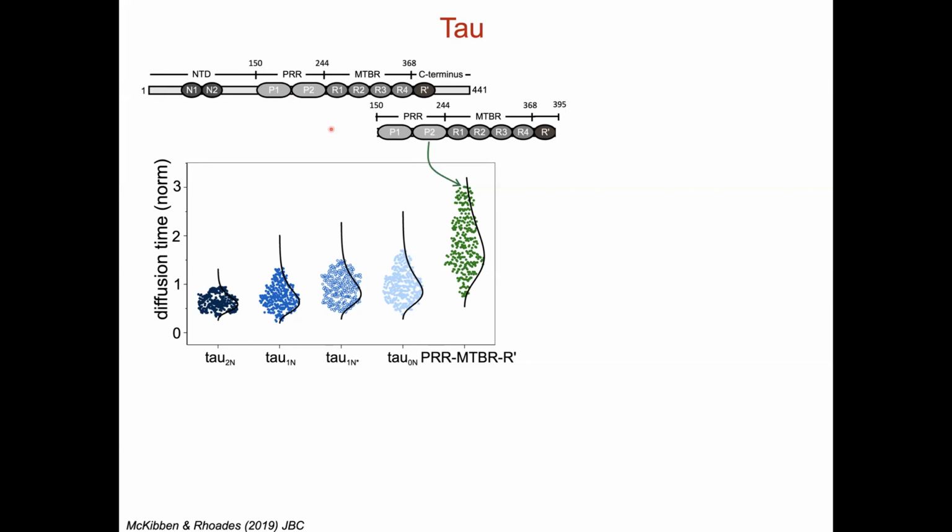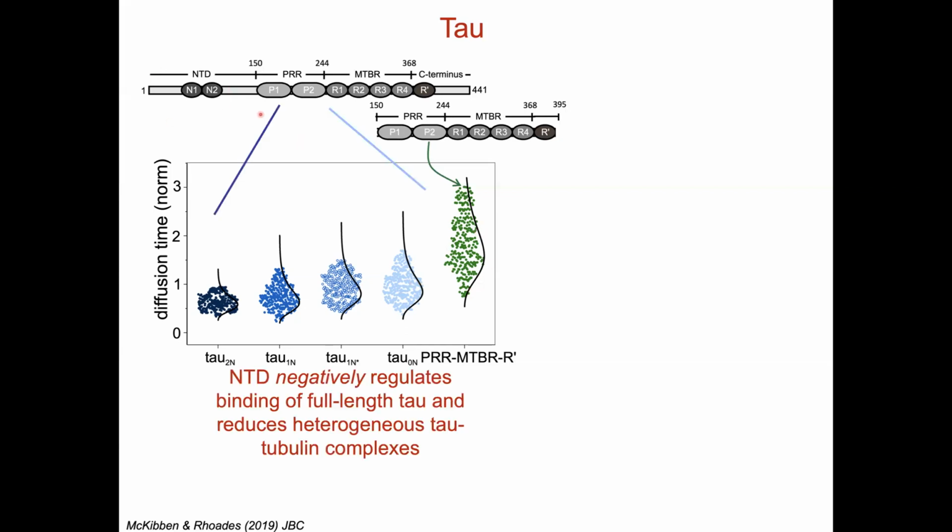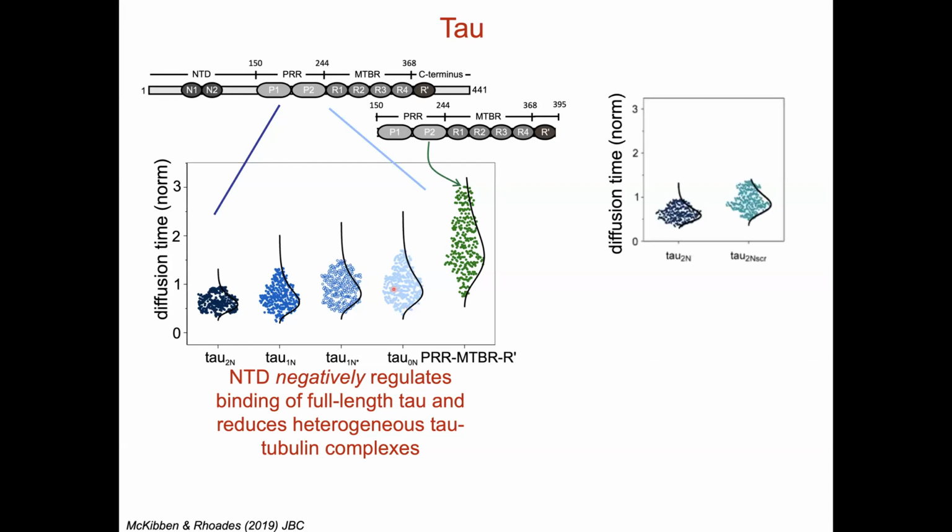So when the N-terminus is present, we on average have complexes that are smaller in their average size, but all of them are pretty good at doing it. So you can see this distribution of tau 2N is by far the narrowest distribution, but all of them are significantly smaller than this construct that is lacking any of this N-terminal region. And so we see that the N-terminus is a negative regulator in full-length tau, and it reduces the size of these heterogeneous tau tubulin complexes.